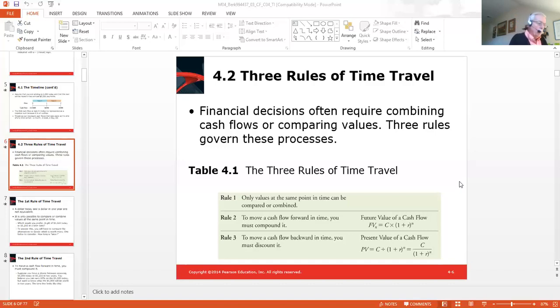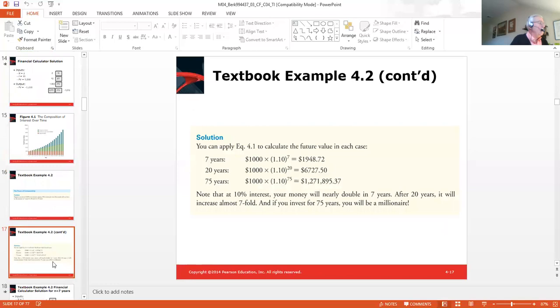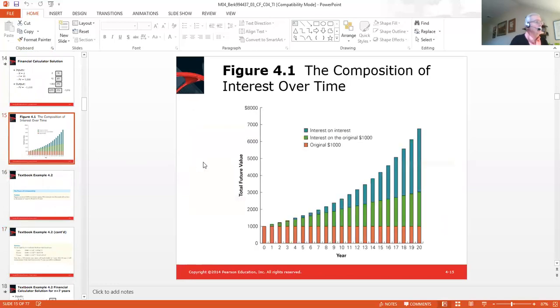I want to move to a graphic that shows this, I think, quite well. And that graphic is found here, where this is called the composition of interest over time. So moving from left to right, we're moving out into the future. So the bottom right-hand section of this slide is the present day. It's labeled as year 0, where we have $1,000.